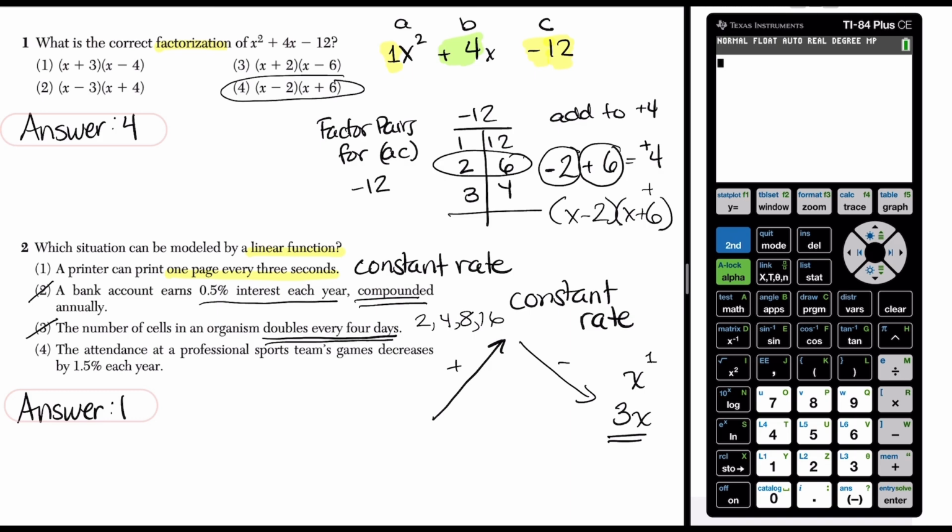And in the last one, we see a percentage here. It's decreasing by a percentage. So each year the amount it decreases by is going to change, because it's decreasing by 1.5%, not by 1.5. And that's your big clue. If you see a percentage, or if you see something that says double or triple, it's not constant, and therefore it's not going to be linear. All right, hit pause and jot this down into your notes.